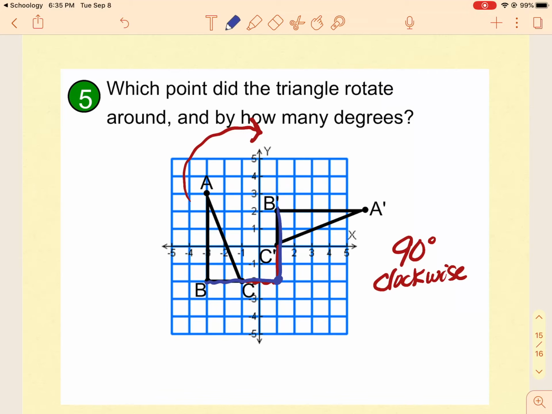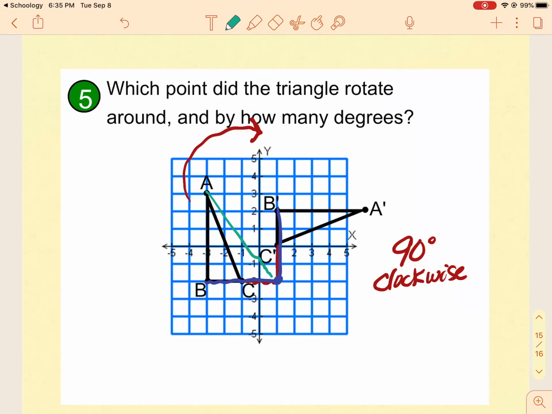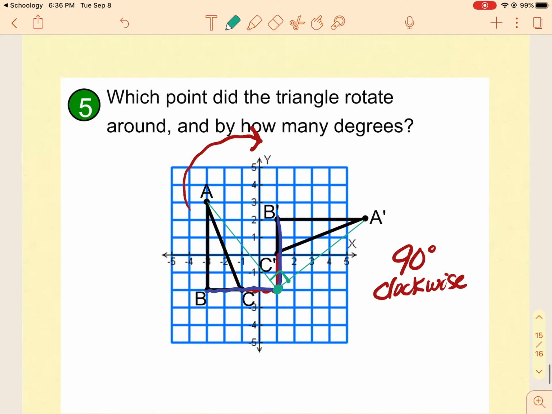Can I connect A to that point and then to the A prime while making it 90 degrees? Let's test that theory out. You look, yeah, that's 90 degrees. So the point that it was rotating around is here at 1, -2.